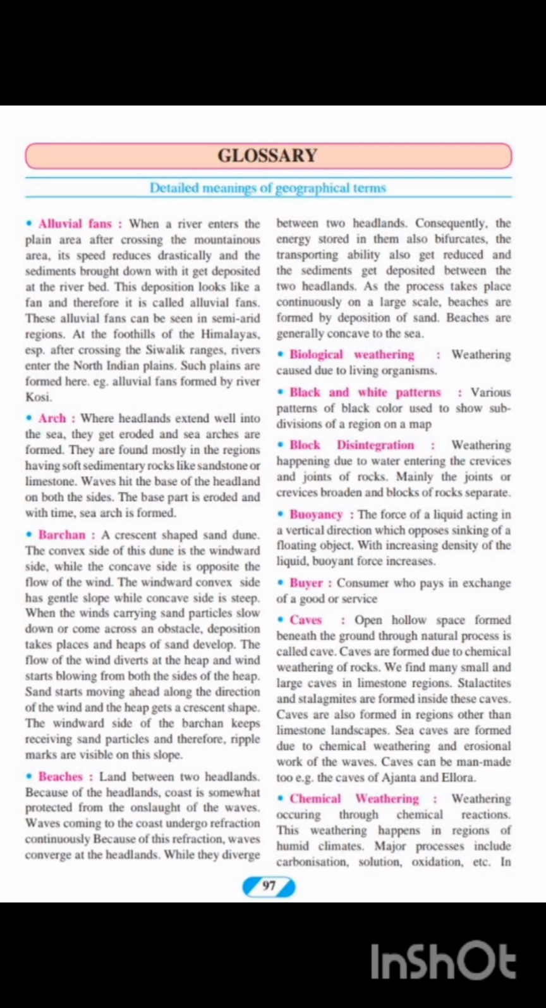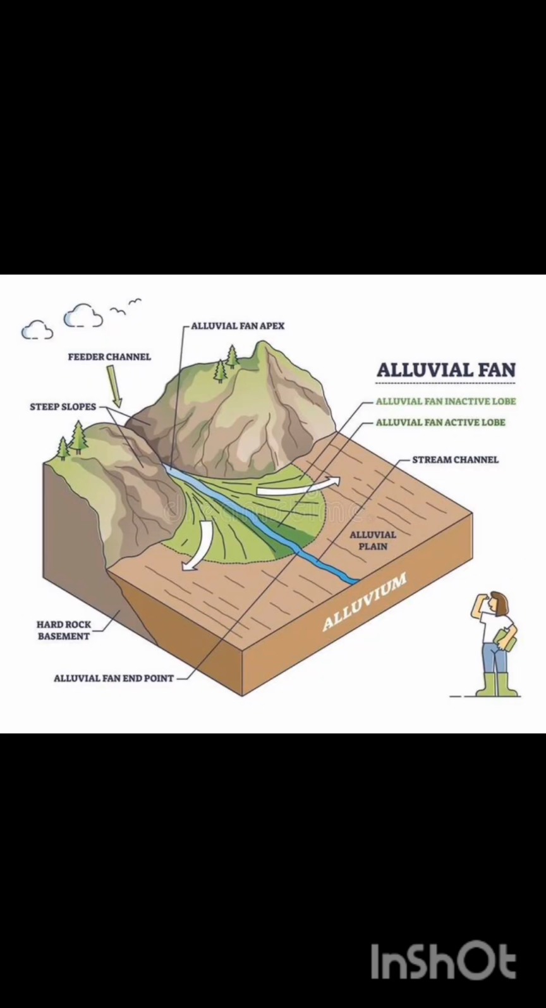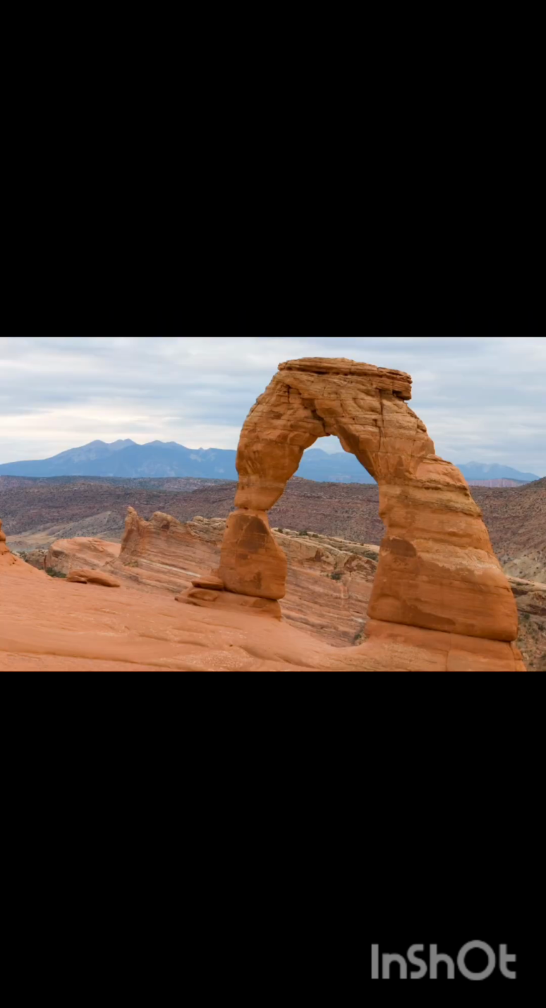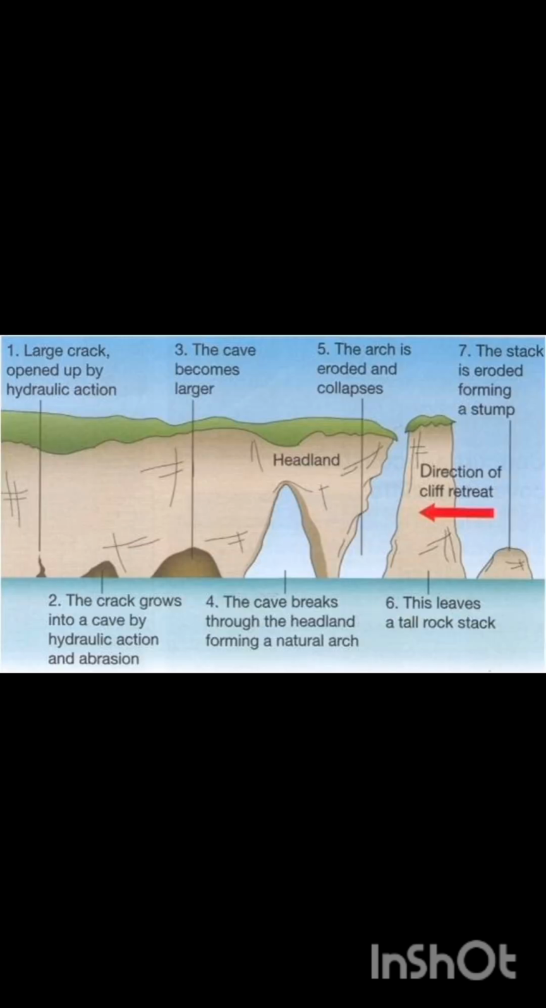The first one is alluvial fan. When a river enters the plain area after crossing the mountainous area, its speed reduces drastically and the sediments brought down with it get deposited at the river bed. This deposition looks like a fan and therefore it is called an alluvial fan.